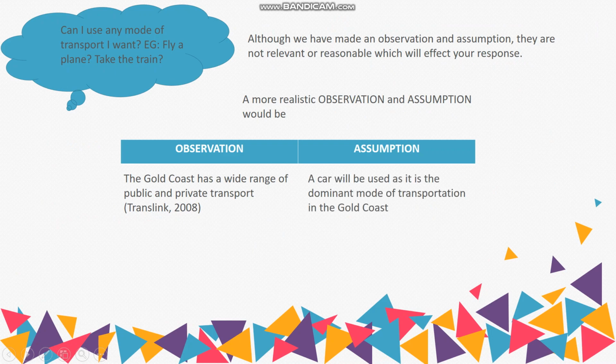So now this assumption here, a car, I'll read it out to you: a car will be used and it is the most dominant mode of transportation in the Gold Coast. So this is a rule that I have set for my assignment to follow. So let's recap. My first problem was, can I take any mode of transportation I want? This is where you get to make your own rule based off knowledge that you've gone and researched.